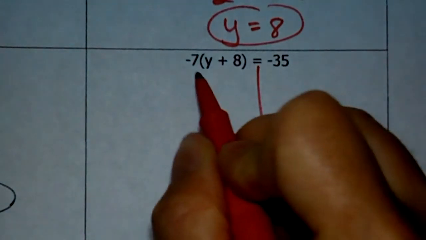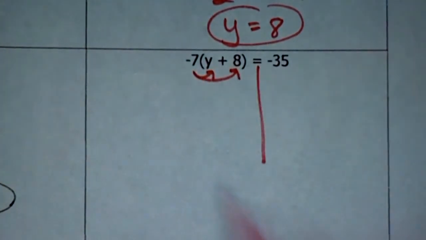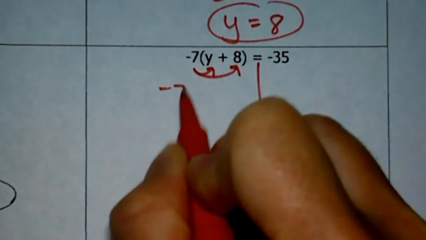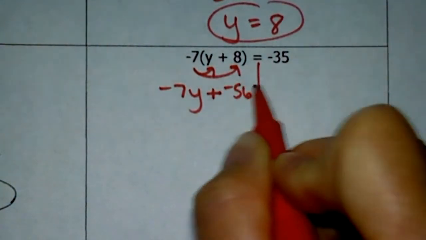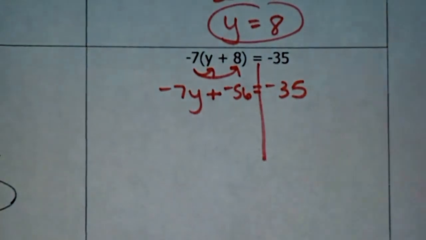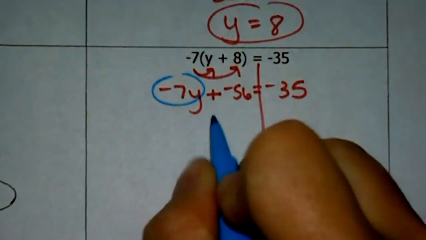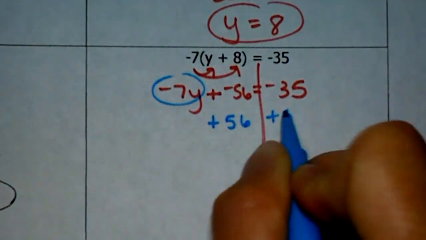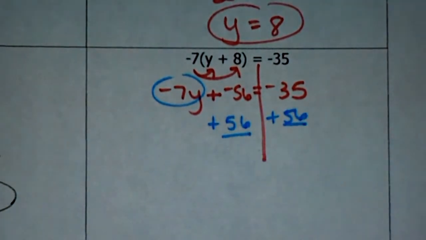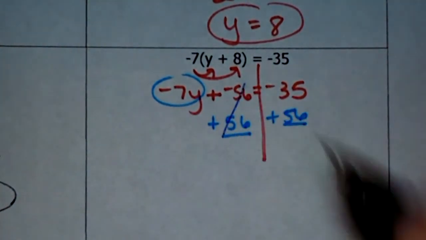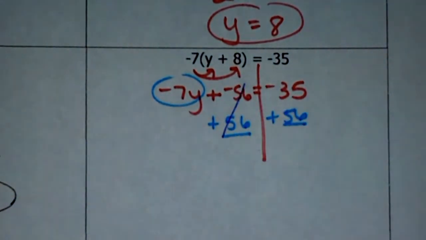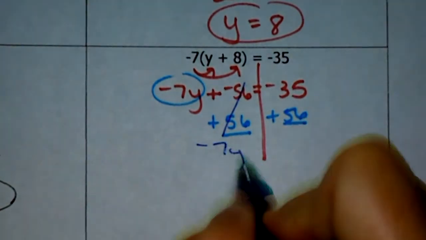Draw your line. Let's get rid of these parentheses. Negative 7 times y is negative 7y. Negative 7 times 8 is negative 56. And we're left with negative 35. All right. Isolate this negative 7y, so I'm going to add 56 to each side. We are left with negative 7y, because when you take negative 56 plus positive 56, it cancels out. It's all gone, so negative 7y is left.